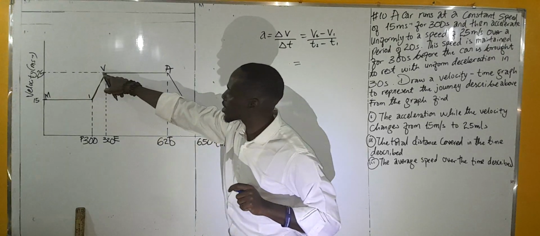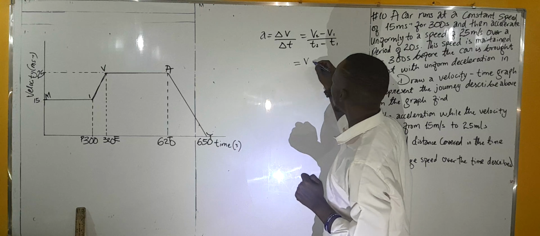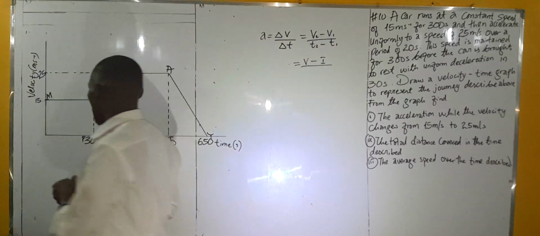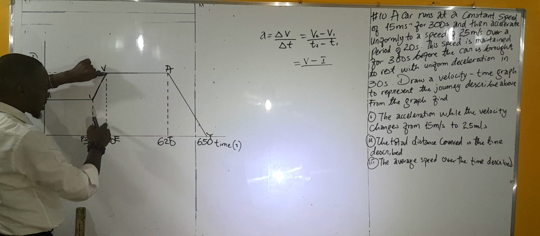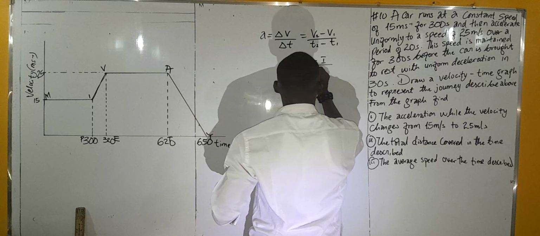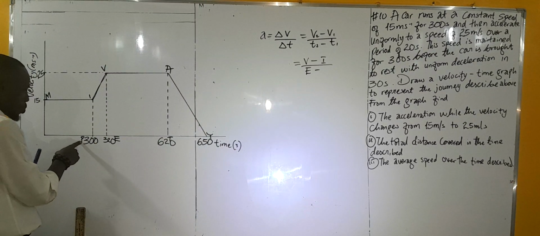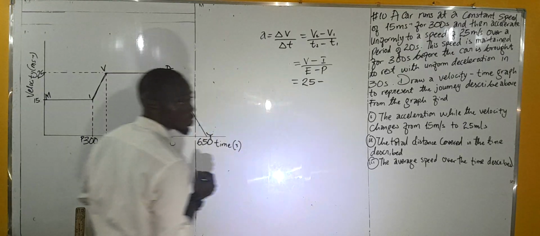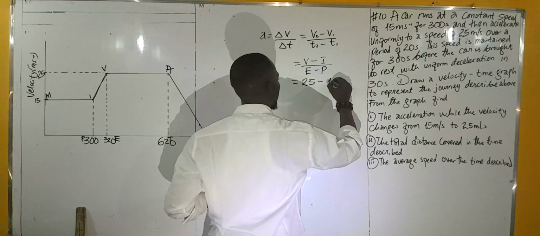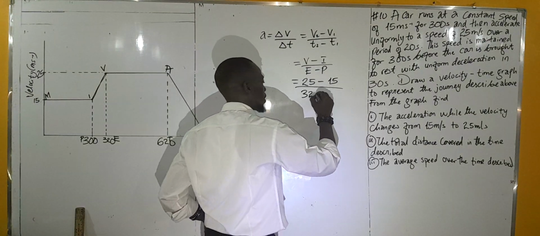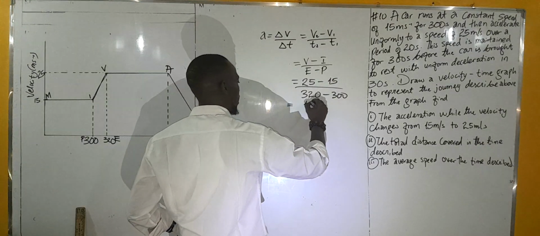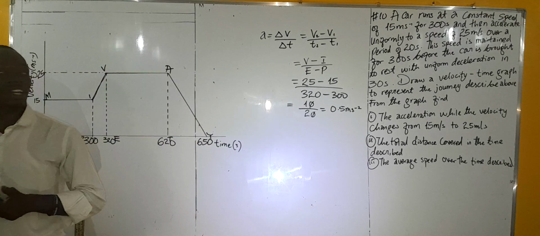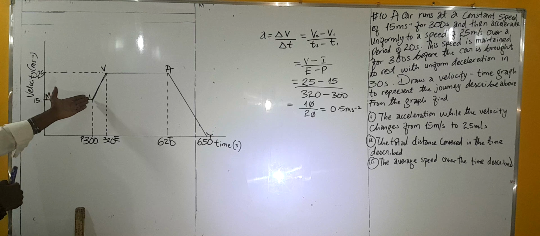Okay, so V2 is at this point here, minus V1 at I, over, how do you calculate T2? Now at the point of V, we have a value at the second, which is what? 320. So that point is E minus, let us trace I to P. Alright, so V is 25 minus I is 15 over 320 minus 300. So this will give me 10 over 20, and this will give me 0.5 meters per second squared. So this is how to calculate the acceleration while it changes from this point to this point.